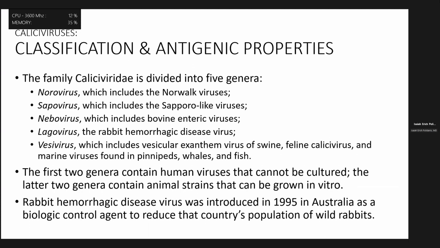So the family Caliciviridae is divided into five genera. We have the norovirus, sapovirus, nebovirus, lagovirus, and the vesivirus. The first two genera contain human viruses that cannot be cultured, and the latter two contain animal strains that can be grown in vitro. The rabbit hemorrhagic disease virus was introduced in 1995 as a biologic control agent to reduce the country's population of wild rabbits.